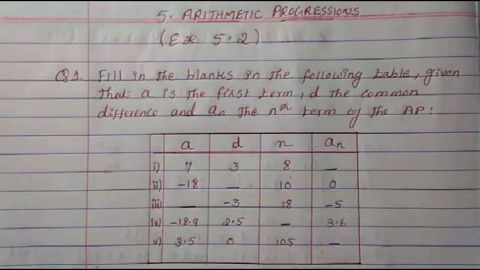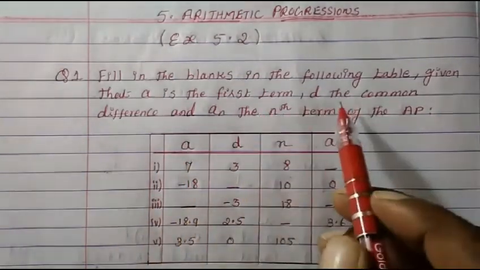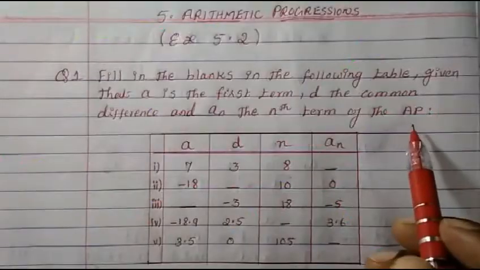Today we are going to study from class 10th chapter 5, arithmetic progressions, exercise 5.2, question 1. Fill in the blanks in the following table, given that A is the first term, D the common difference, and AN the nth term of the AP.